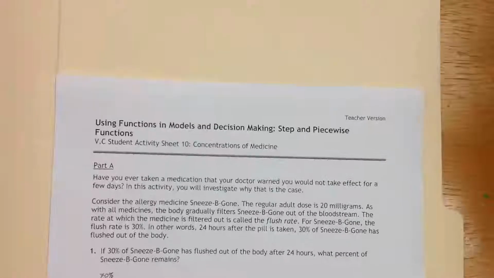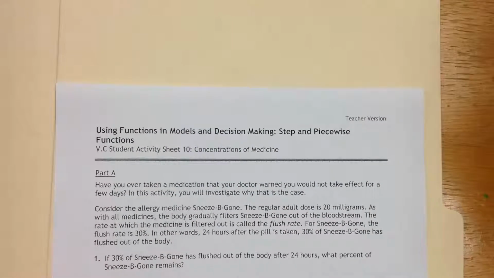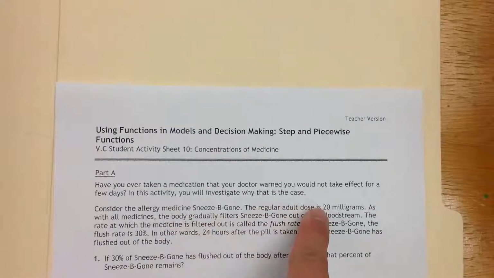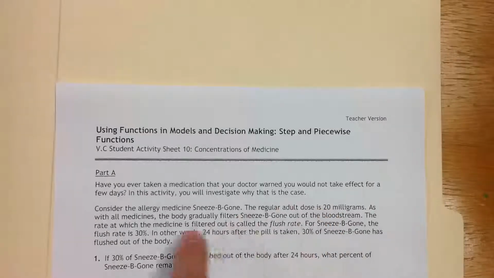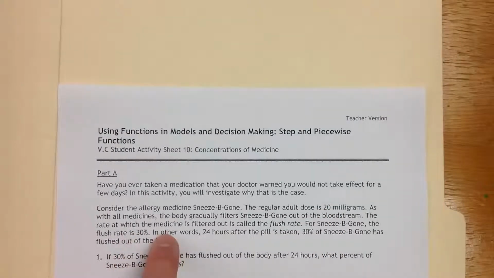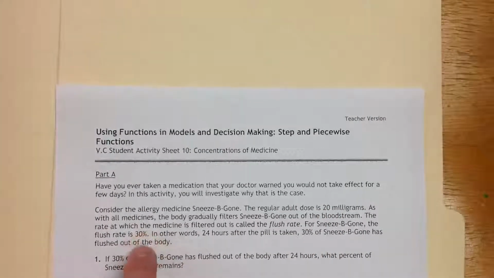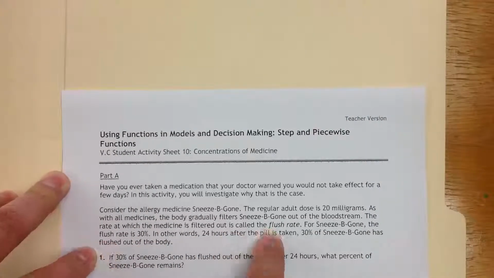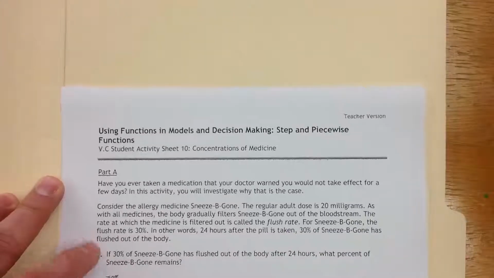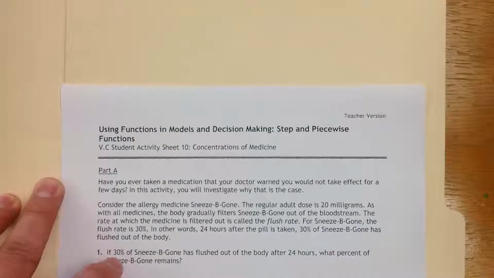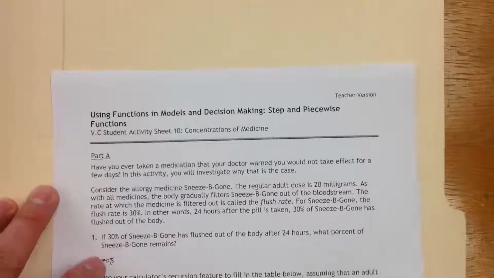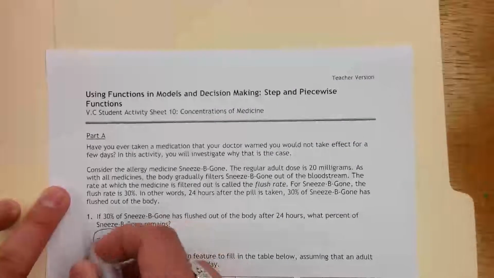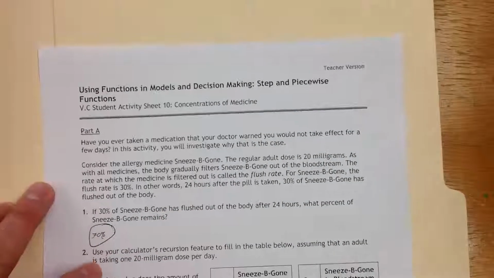A student asked me to go ahead and show this all, so I'm going to be doing this a little bit weird. Okay, so we have this medicine called Sneeze Be Gone, and the regular adult dose is 20 milligrams, and 30% is flushed out of the body. In other words, we just take it in and it goes right out, about 30%, and it takes about 24 hours to happen. So if 30% of it is removed, that means 70% stays inside the system. That's just how it goes.